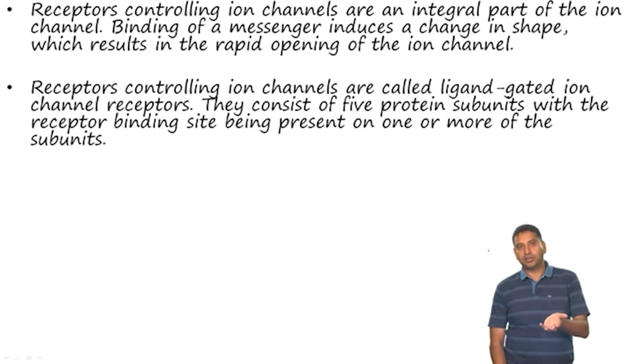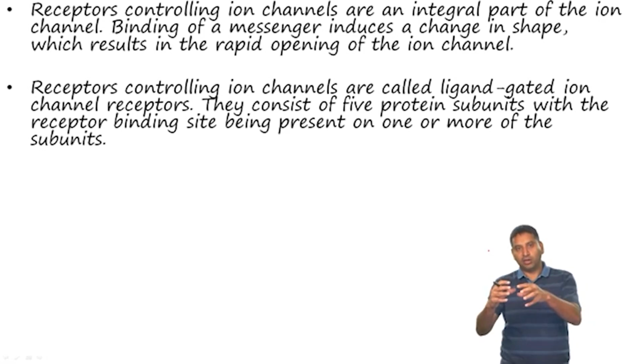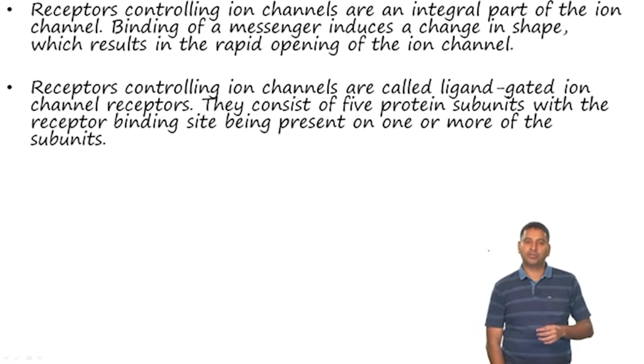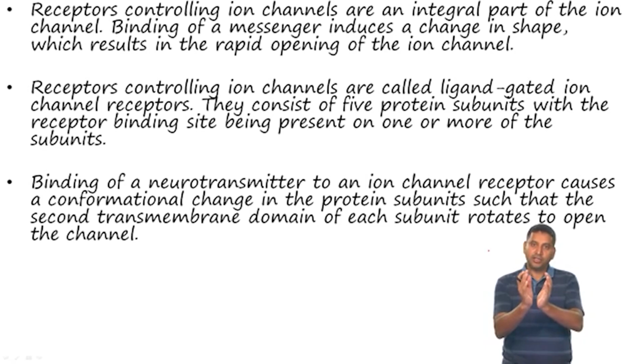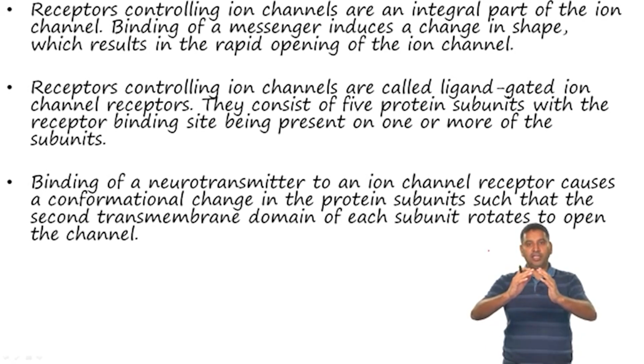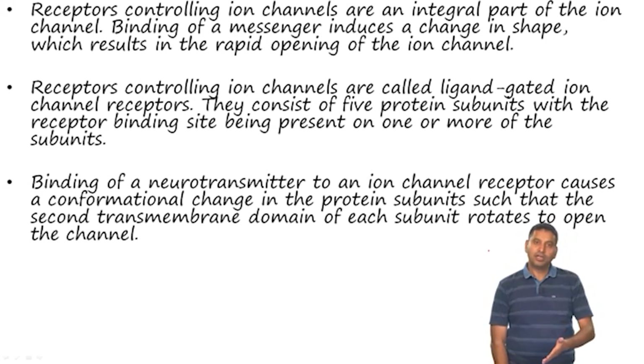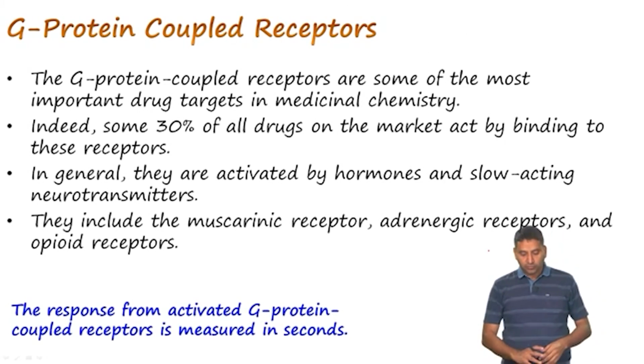Receptors controlling the ion channels are called ligand gated ion channels, and they contain 5 protein subunits, with the receptor binding site being present in one or more of these subunits. Now, binding of a neurotransmitter to an ion channel causes a conformational change in the protein such that the second transmembrane domain of each subunit rotates and opens the channel. This allows the ions to go down.